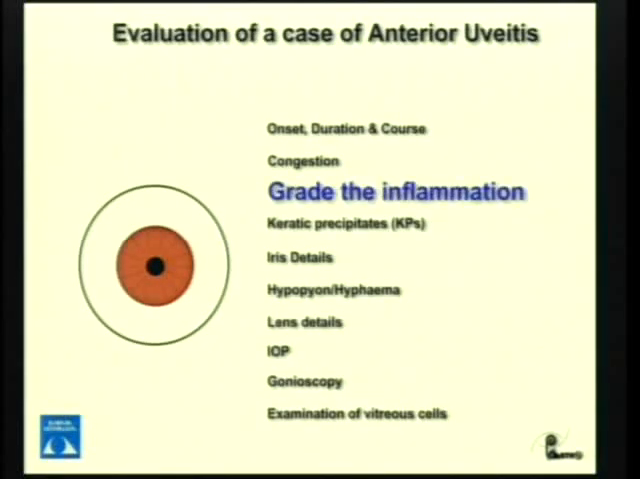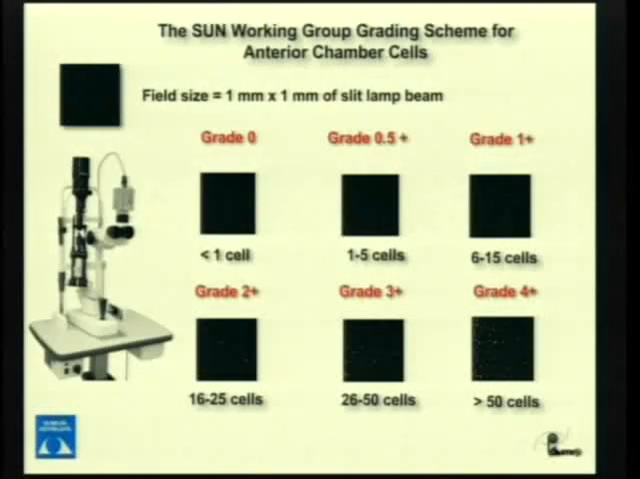The next parameter is grading the inflammation. So grading the inflammation can be done with a slit lamp beam of field size 1 millimeter into 1 millimeter, where we count the number of the cells and grade this inflammation from 0 to +4. The trace grading is marked as 0.5.